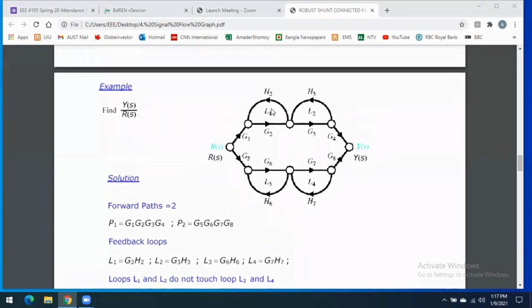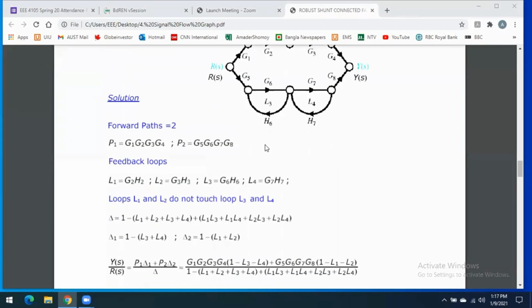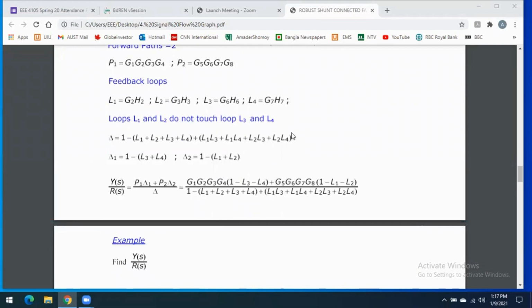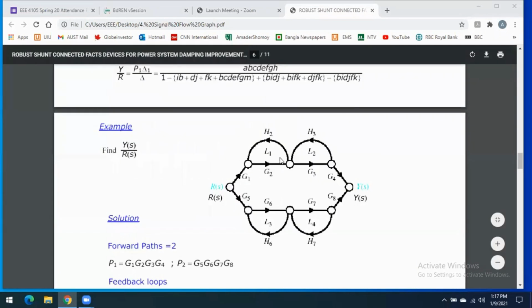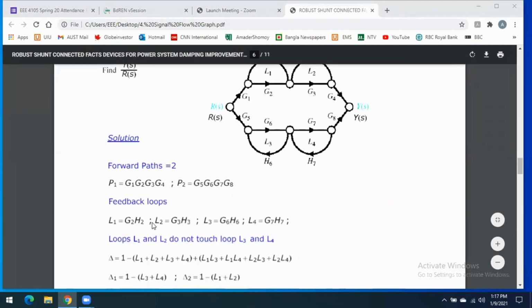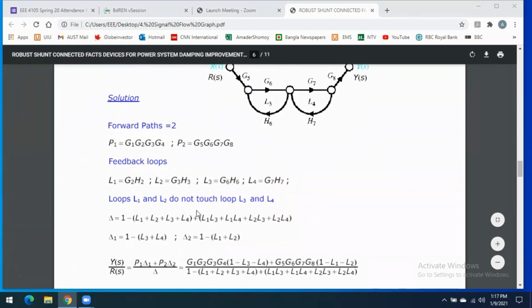And then we find loops not touching each other. We see that this one doesn't touch this one, this one does not touch this one, and this one does not touch this one. So there are 4 possibilities not touching each other: L1, L3, and then L1, L4. Remember, L1 is G2, H2. So if you want to write the entire thing, you write G2, H2 times G6, H6. Or if you declare ahead of time that this is L1, then to make it shorter, we can write: L1 L3, L1 L4, L2 L3, L2 L4.